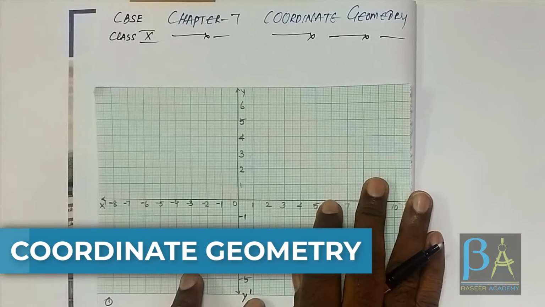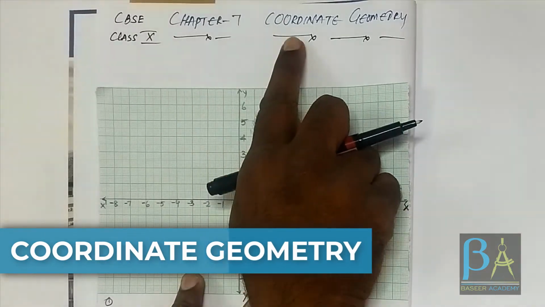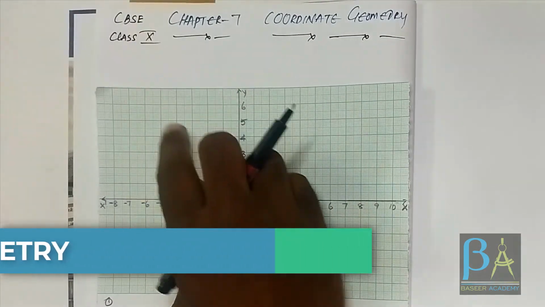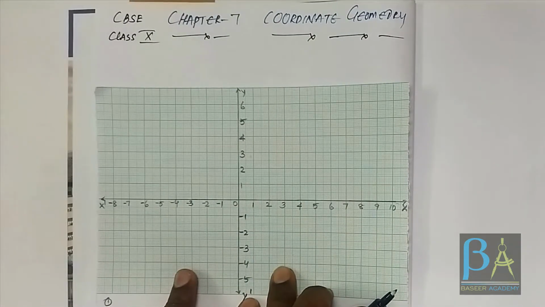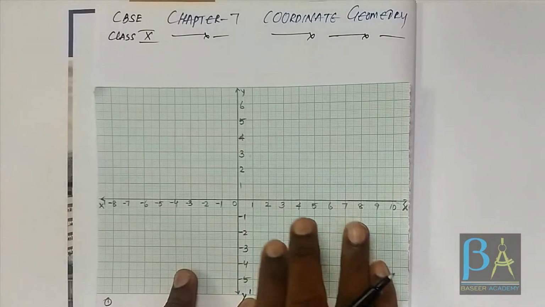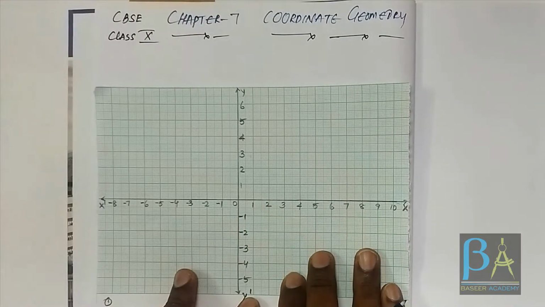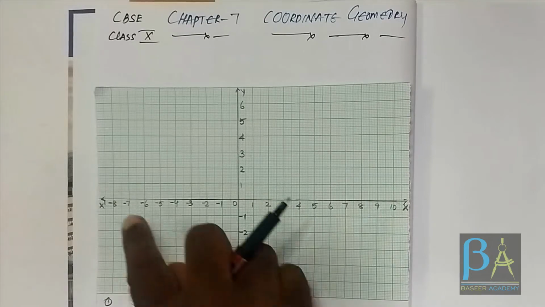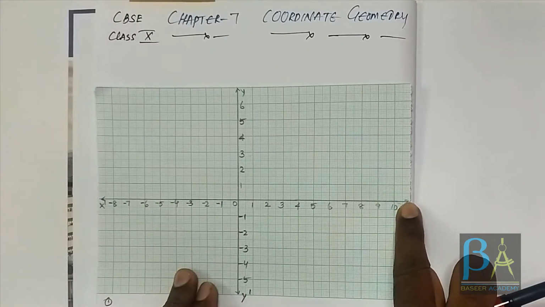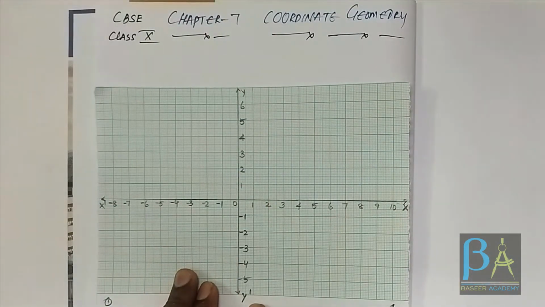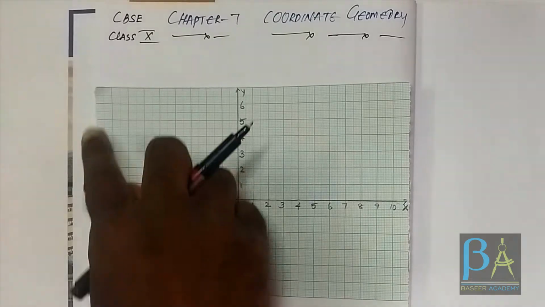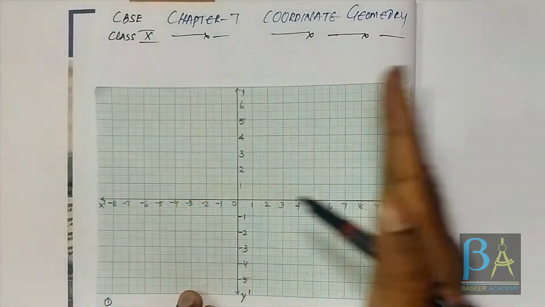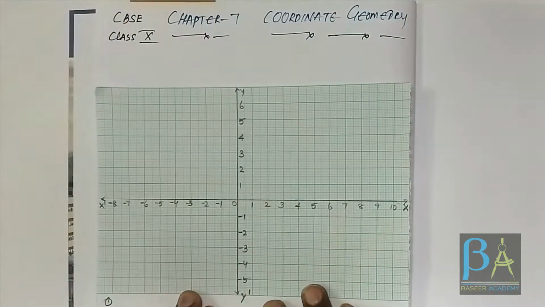In this video series, I will be teaching you Chapter 7 Coordinate Geometry from the CBSE Class 10 syllabus. In your previous grade, you must have already learned how to plot a point on a graph paper. The plane of the graph paper containing the horizontal line, which we call the x-axis, and the vertical line, which we call the y-axis, is called a Cartesian plane. Now, a plane is simply a two-dimensional flat surface which can extend infinitely in both directions.